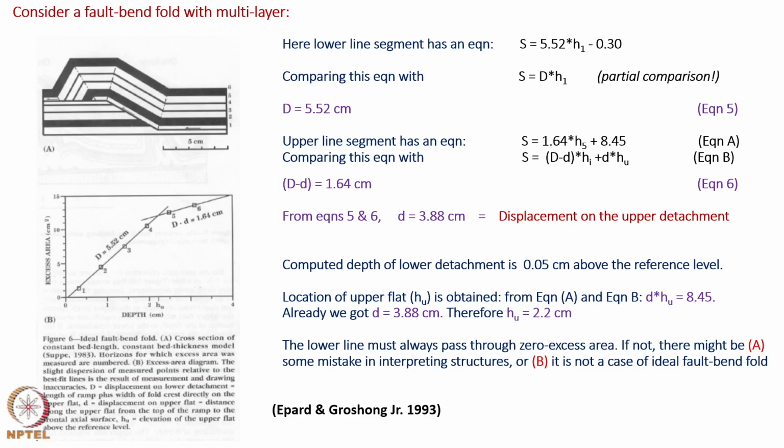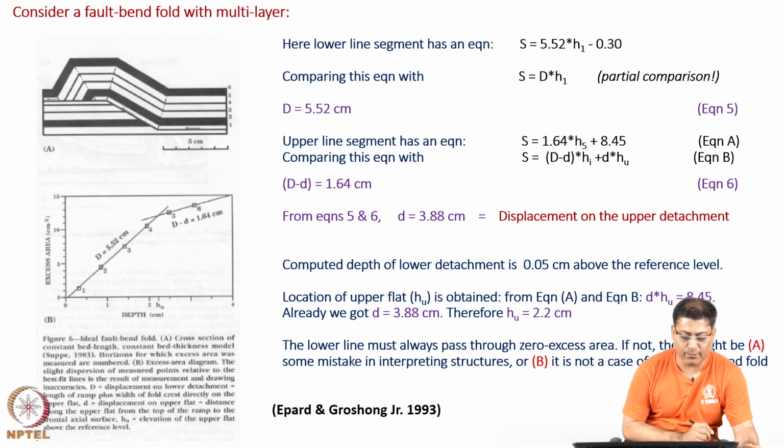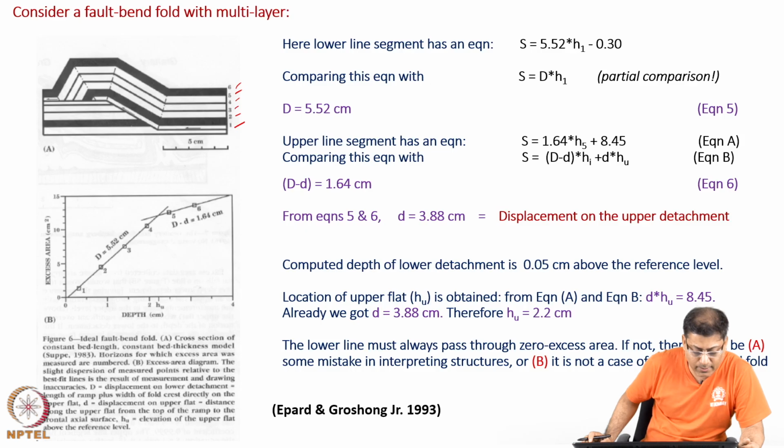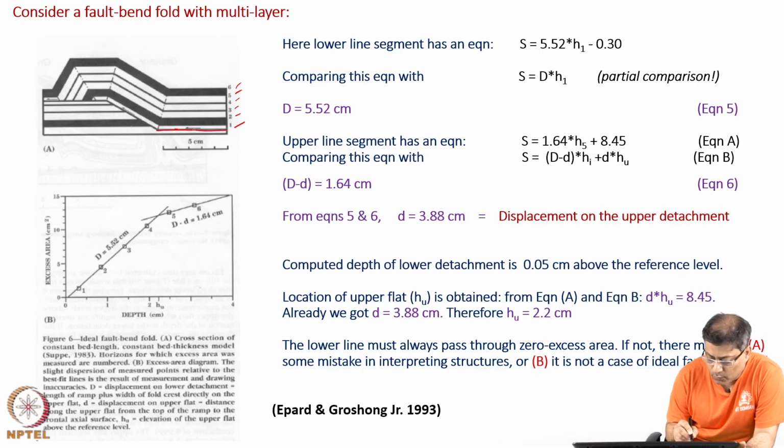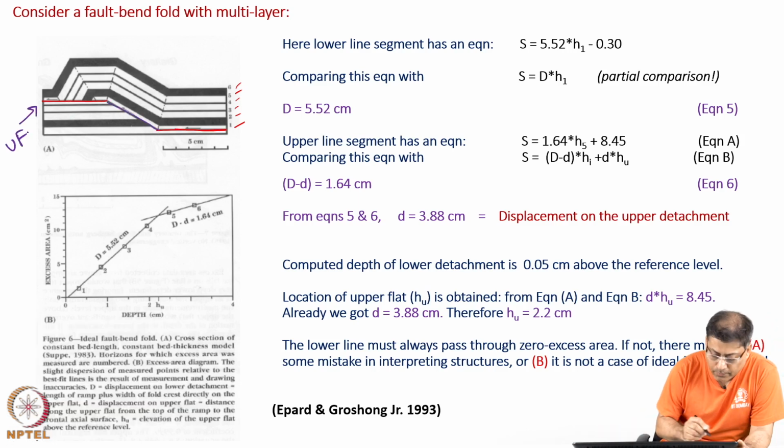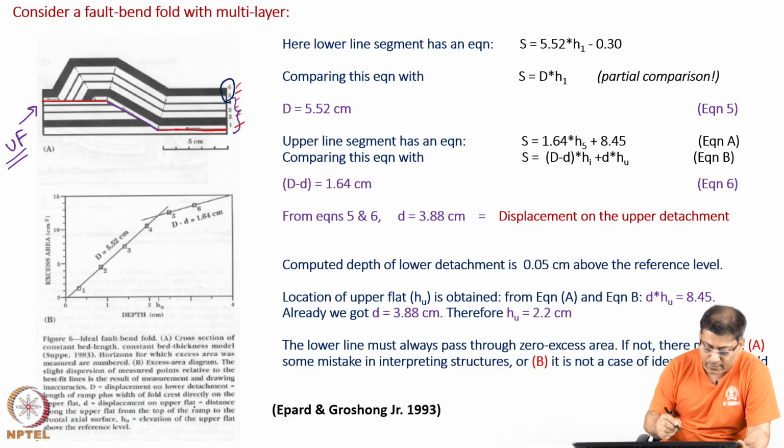What we have learnt just now can be applied on a fault bend fold with multi-layer. Consider there are 6 layers, 1, 2, 3, 4, 5 and 6, and here is the lower flat or the lower detachment, this is the upper flat or the upper detachment, and this is the ramp. Below the upper flat UF lies the original lines 1, 2, 3 and 4. These 4 lines lie below the upper flat, and the lines 5 and 6 lie above the upper flat.